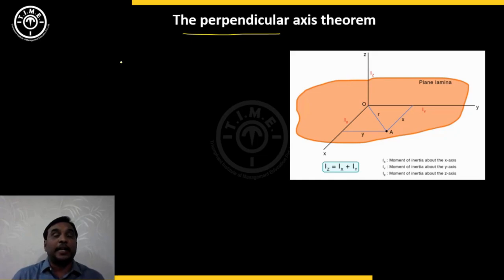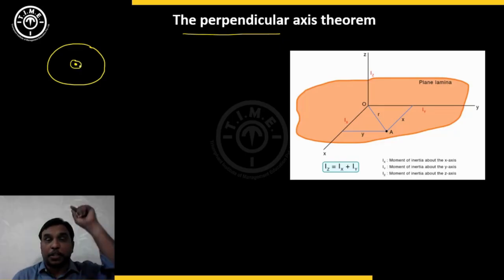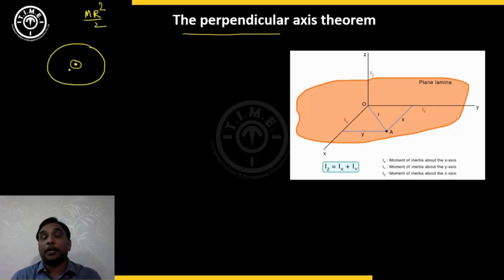If you want to calculate the moment of inertia of a disk, let us suppose this is a disk. This is the own axis, passing through the center and perpendicular to the body. We know from the list that the moment of inertia of a disk is mr square by 2. But I want to calculate the moment of inertia of a disk about the diameter. Then how to calculate? We can calculate it using the perpendicular axis theorem. What is the perpendicular axis theorem?